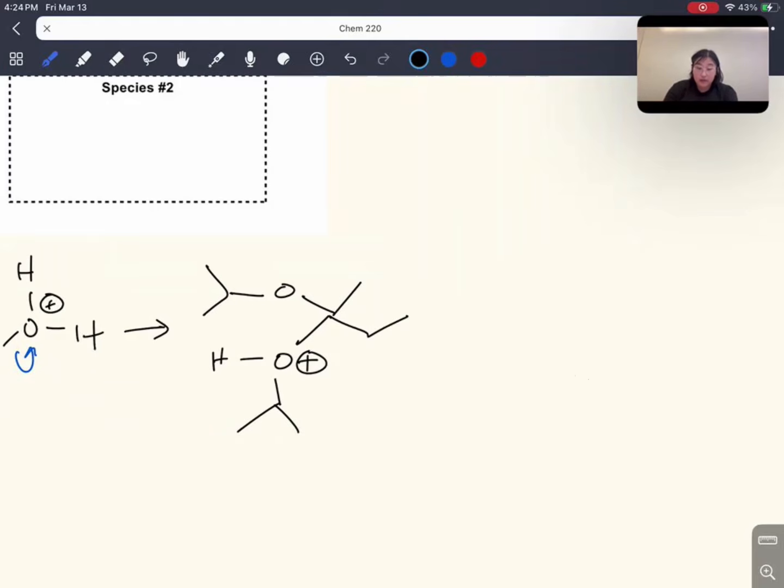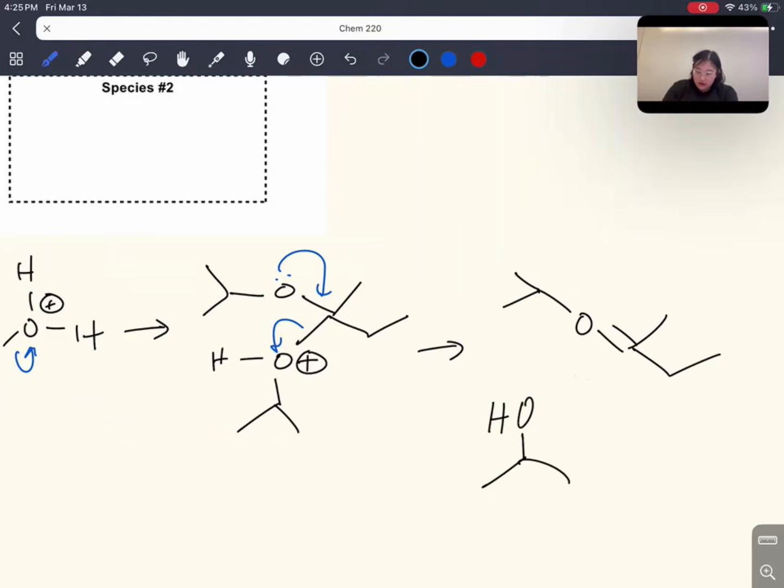And so if this whole big group leaves, something else has to make up for the carbon that it's leaving behind. And so in this case, oxygen has a lone pair, we can form a double bond. And so I'm going to draw a double bond here. And then we also have our first alcohol species, right? So that's number one. Okay.